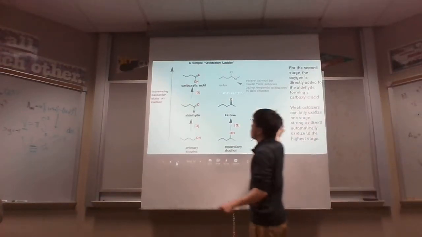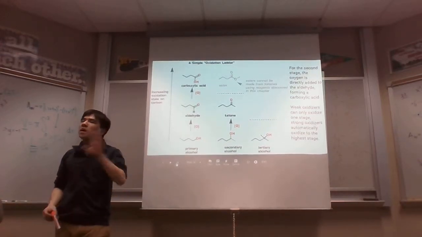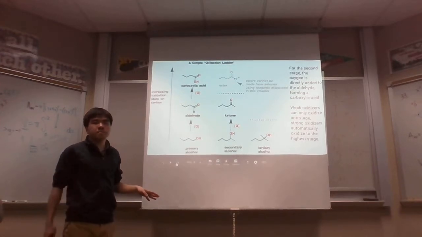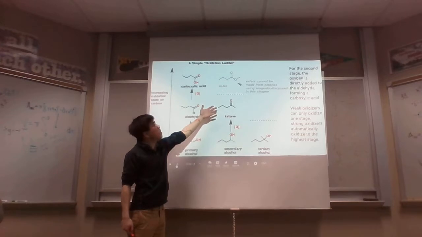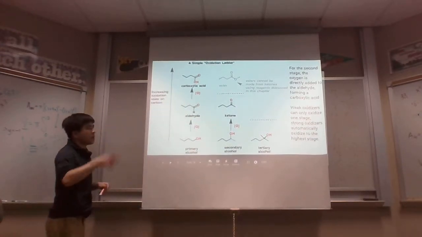Weak oxidizers go up to the first stage, where it just forms a double bond with oxygen. Second stage is carboxyl, which can only happen with primary alcohols. So secondary alcohols can only form ketones? Yeah, it can only go up one stage. You can go up faster, but... Also, ketones are in the middle. Okay.